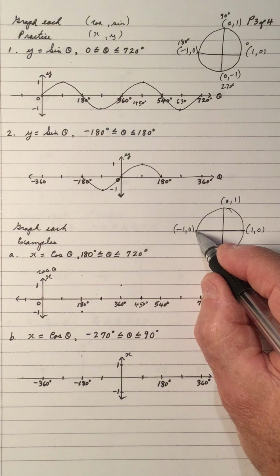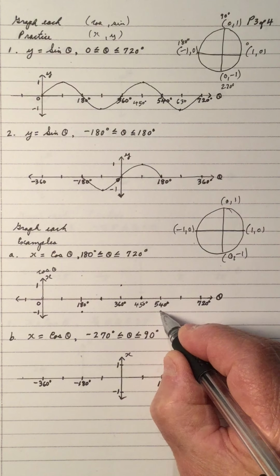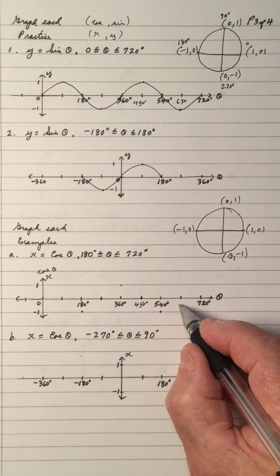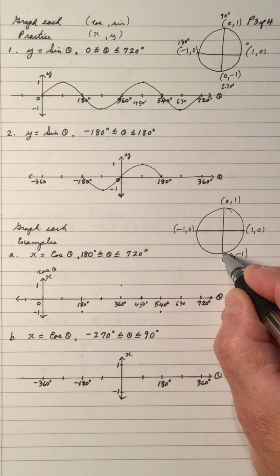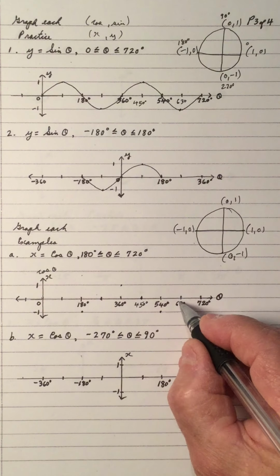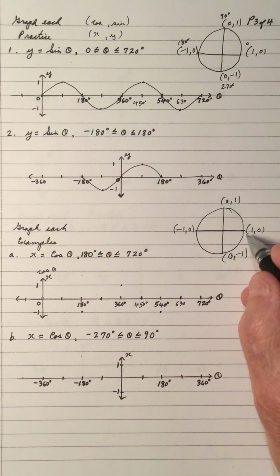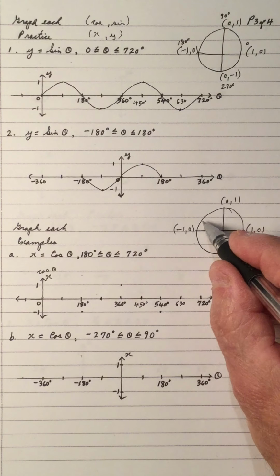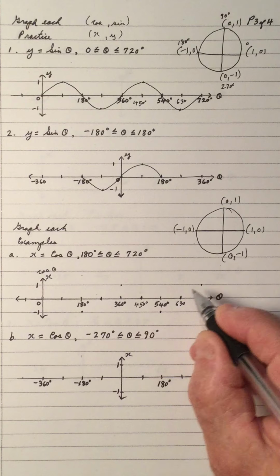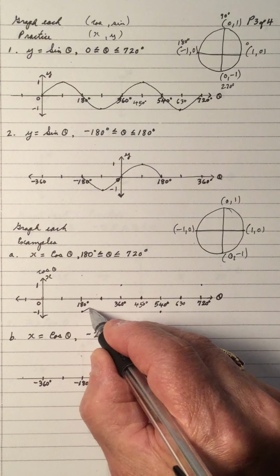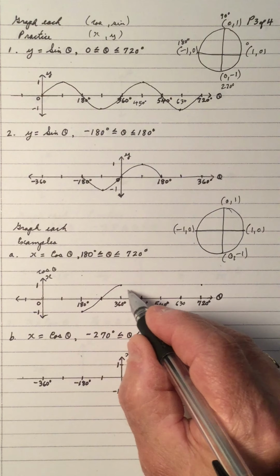540 is the same as 180, which is negative 1. And we got, this is add on 90, so 630. 630 is the same as 270, and cos is 0. And 720 is the same as 360 twice, and we got a 1. So we start down here, and there's the graph.